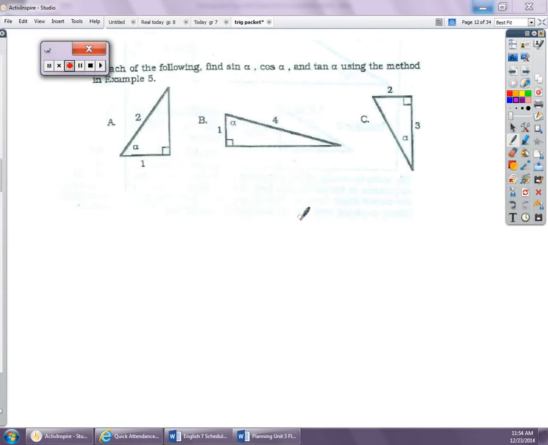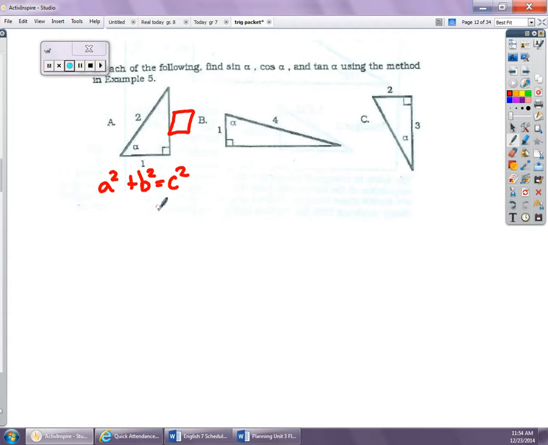Okay, for the next set of examples, to find our trig ratios of sine, cosine, and tangent of theta, what we have to do is find the missing side first. We have to find this missing side here. So what we have is a squared plus b squared equals c squared.